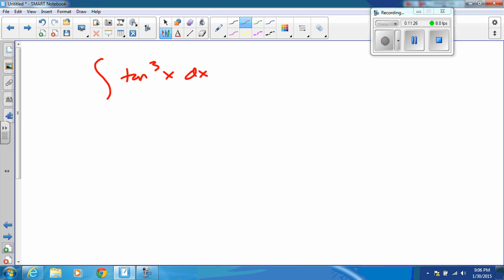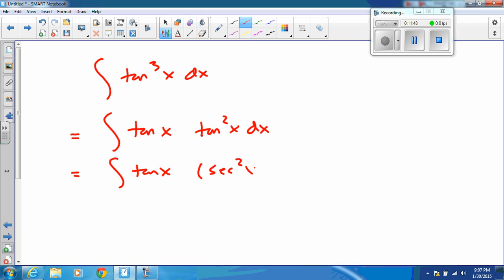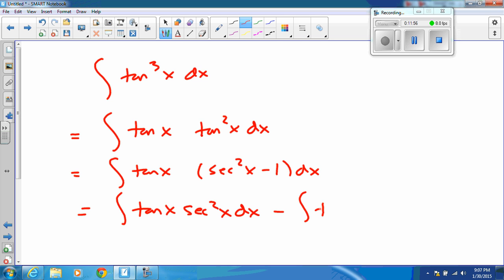This kind of thing can work just as well if I have the integral of tangent cubed x. At first it looks like I'm toast because I don't have a factor of secant squared, but then I remember to myself, oh yeah, that's right, the Pythagorean identity: secant squared is tangent squared plus 1, so tangent squared is secant squared minus 1.